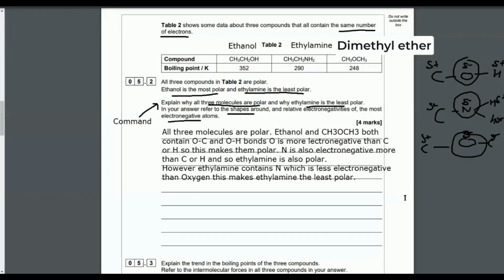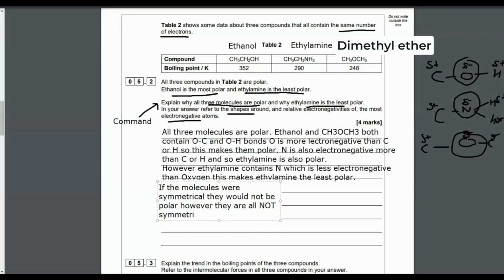least polar. We've explained why all the molecules are polar, but also something else to talk about with the polarity is the shapes, because if the molecules were symmetrical, they would not be polar. However, they are all not symmetrical. Now, you might say, why are you saying they're not symmetrical? Just use this word, but you might be in the exam and you might forget this word, asymmetry or asymmetrical. They are all asymmetrical, which means they're not symmetrical molecules.